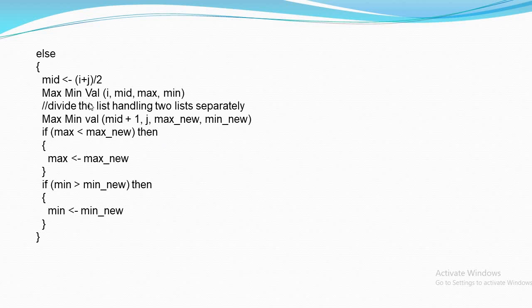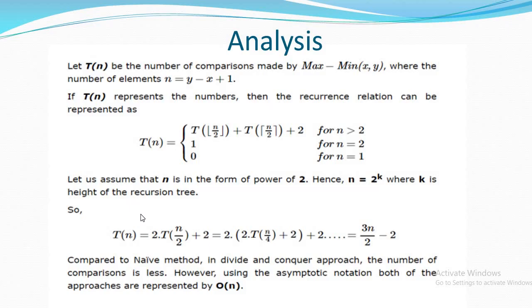Now we are going to compare these two lists. If max is less than max1, then max is equal to max1. If min is greater than min1, then min is equal to min1.